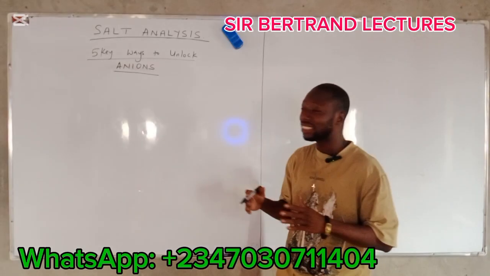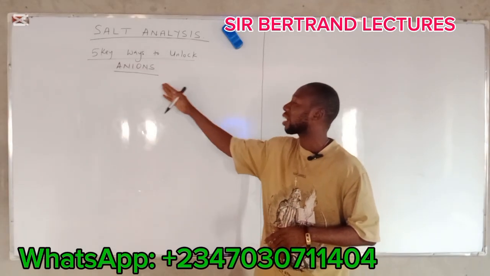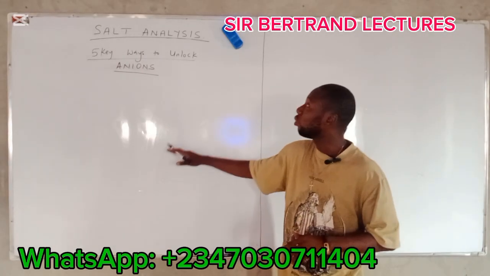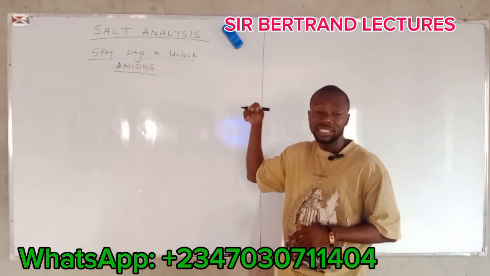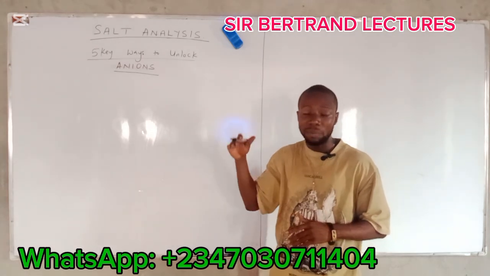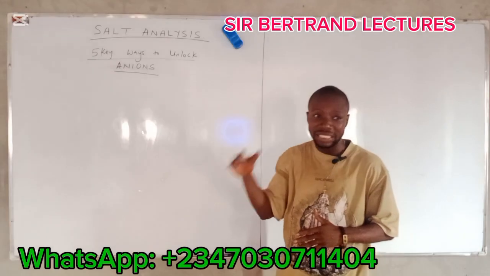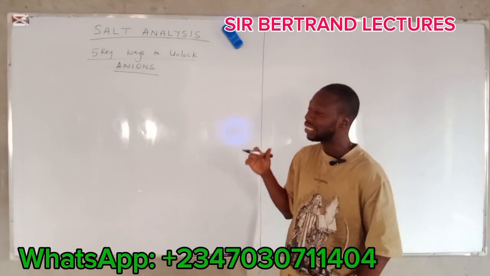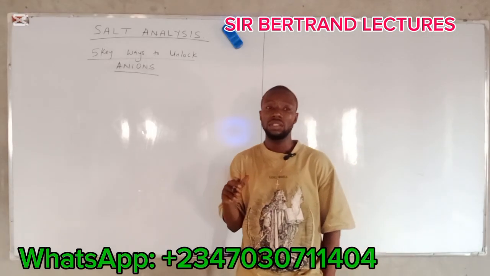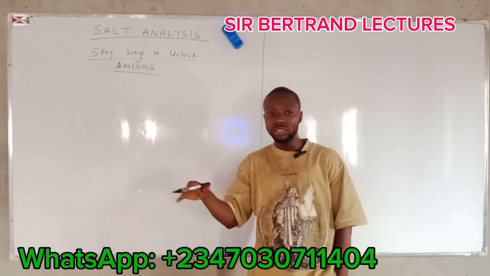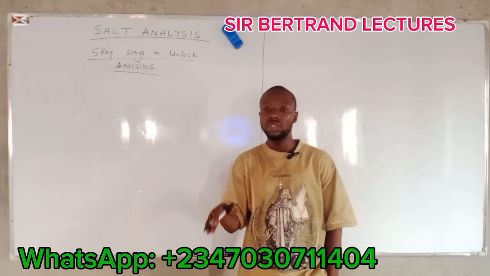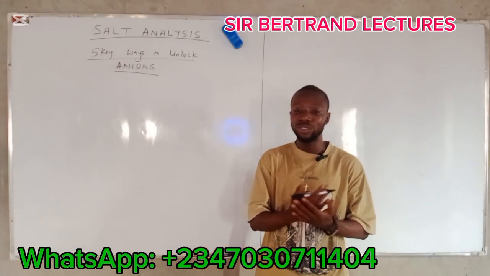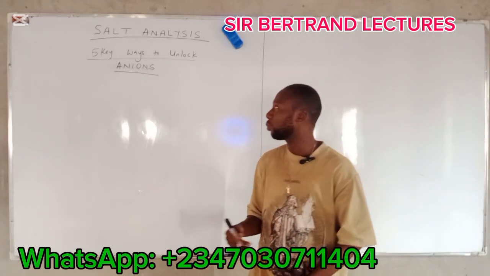Now, like I said earlier, here we have the five key ways to unlock anions. Whatever I'm going to show you here are the procedures we use to detect the anions that may be present in a given salt sample. And remember, that given salt sample is an unknown salt sample. It is after you must have known the anions and the cations that are present in the salt sample that you are going to be able to dictate the name of the unknown salt sample given to you.